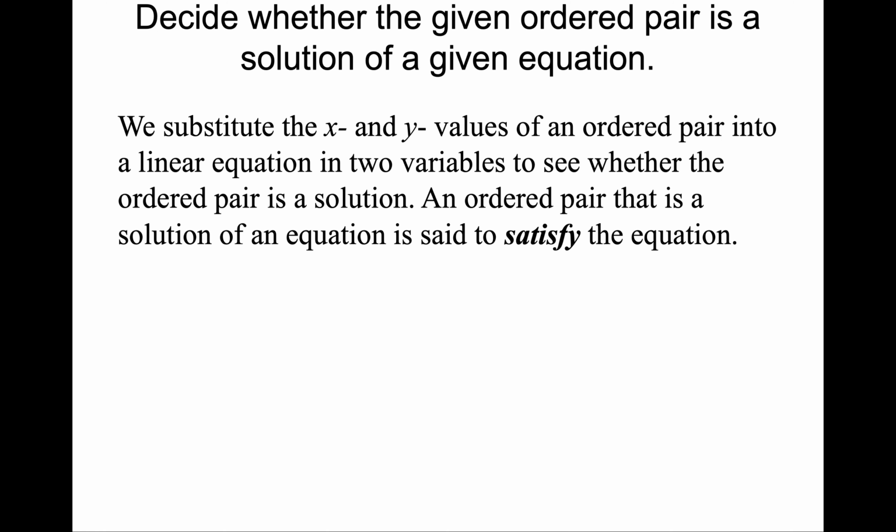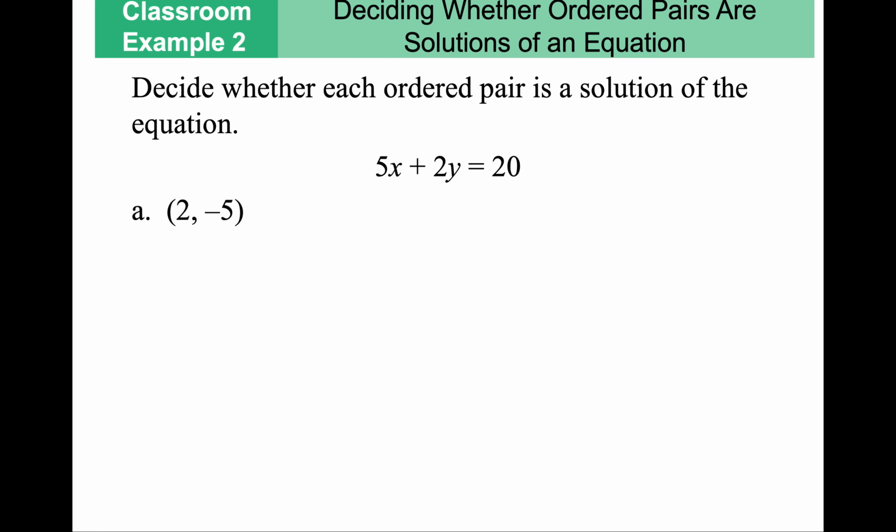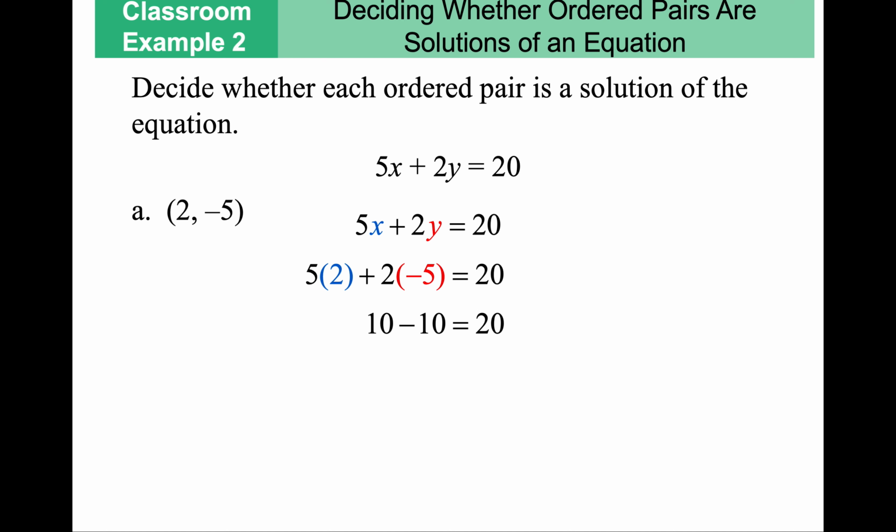So if I want to decide if it's a solution, then I'm just going to substitute. That's all I'm doing is I'm substituting. So if I look at 5x plus 2y equals 20, I'm going to substitute 2 and negative 5. And I'm going to see if it's true. Is 5 times 2 plus 2 times negative 5 really going to be 20? What do you guys think? It's false because it's 0 equals 20. That's not a true statement. So 2 comma negative 5 is not a solution.